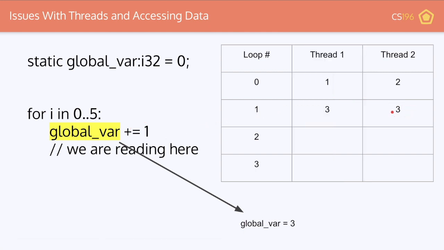And now, oh no, our thing's already broken. Because thread 1 and thread 2 access the same data at the same time, before thread 1 had a chance to write down this new value of 3, thread 2 had already started reading it. And I'm sure you can see where this is going.